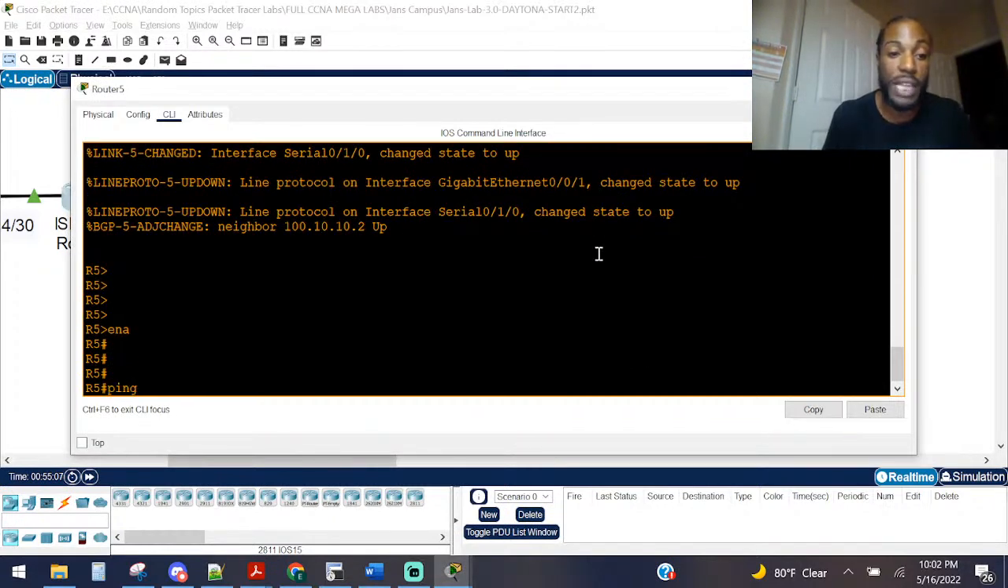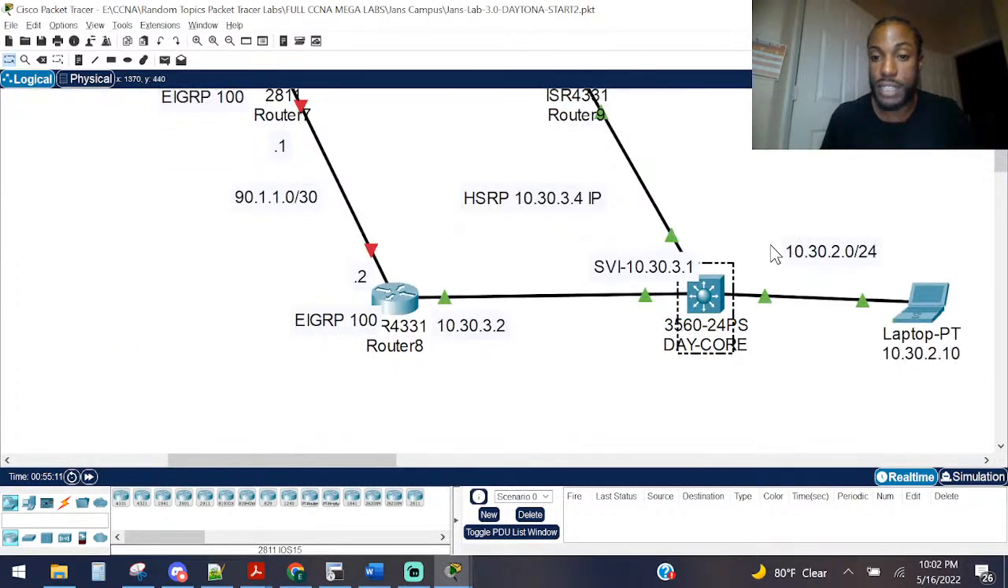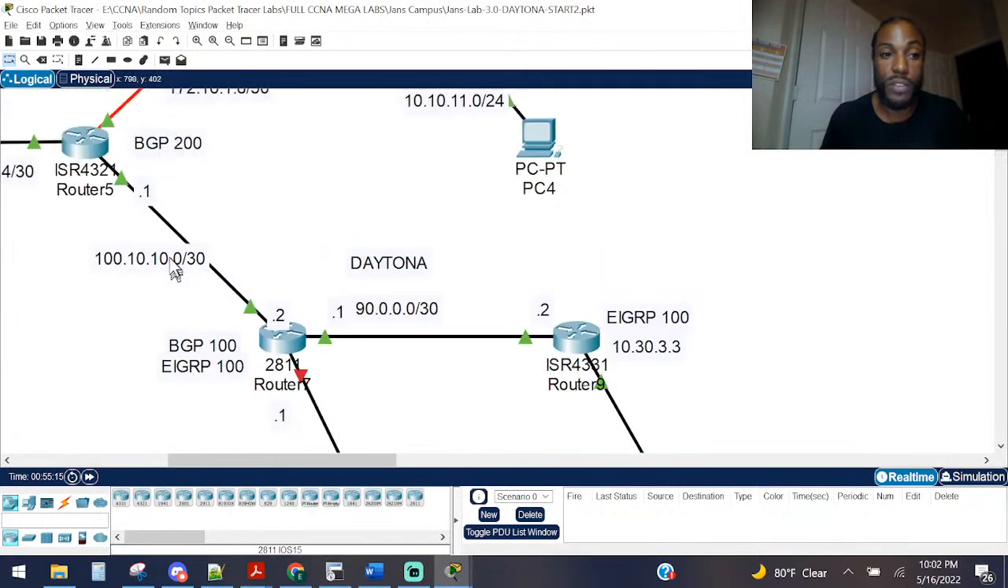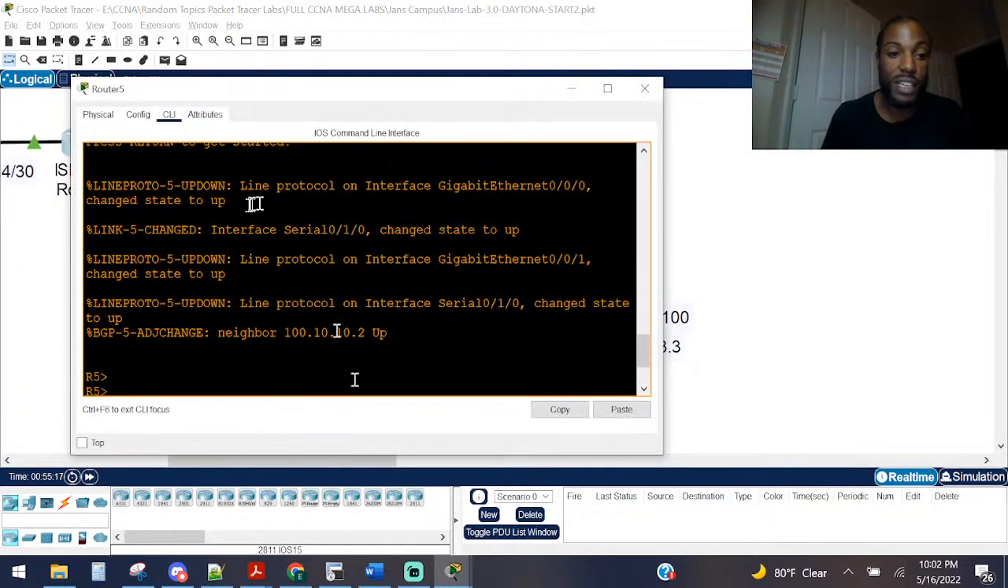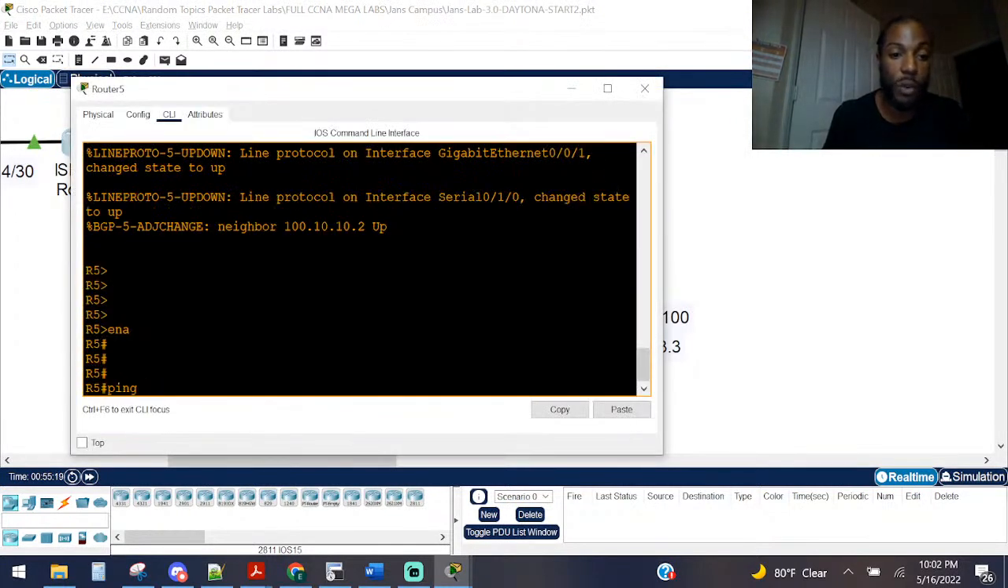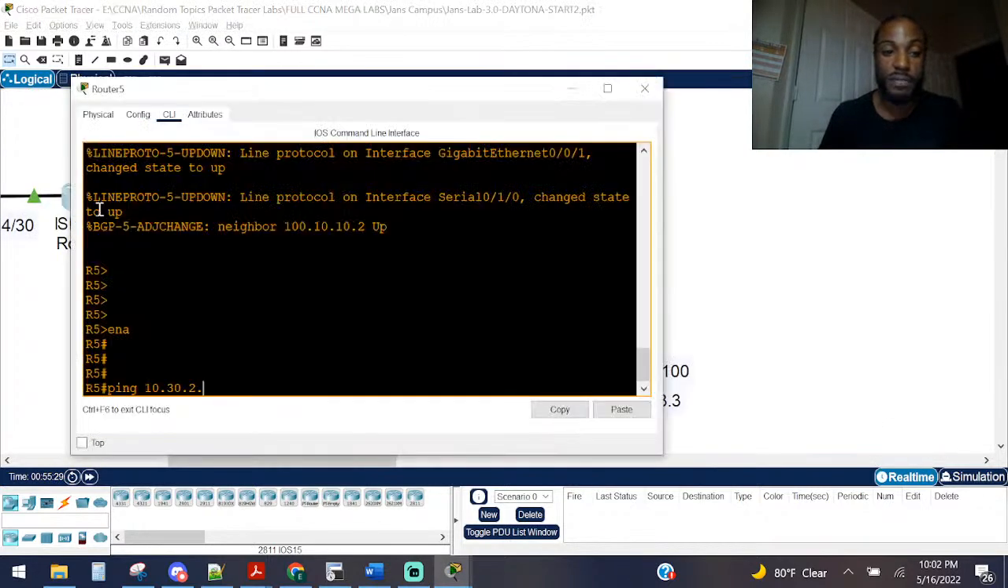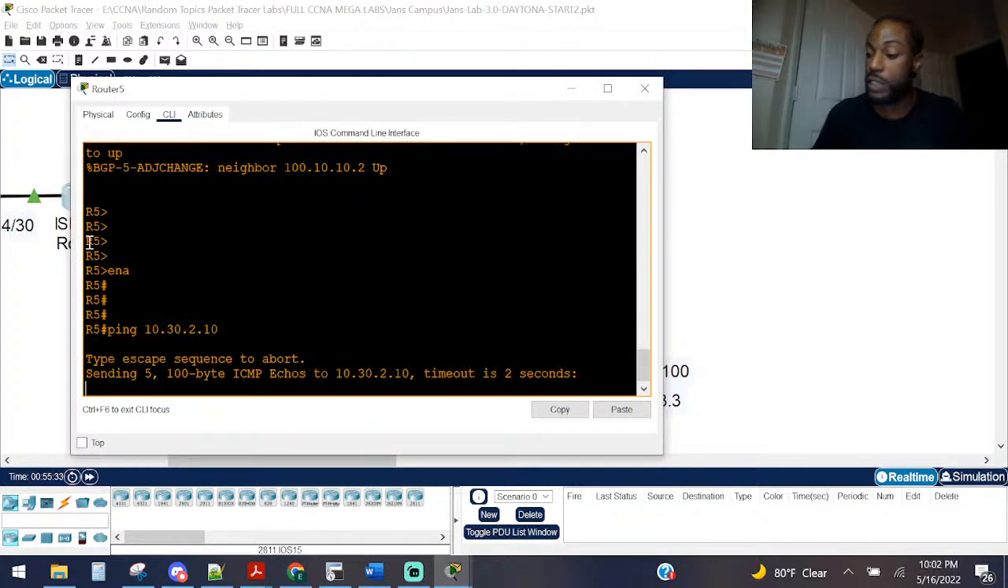We'll see if we can ping laptop. What was laptop? Laptop is 10.30.2.10, right? So now we're going back here, deeper into the abyss, and see if the router can ping that laptop. Ping 10.30.2.10, right? And it doesn't look like it's working right now.